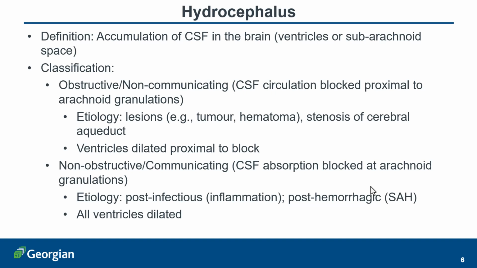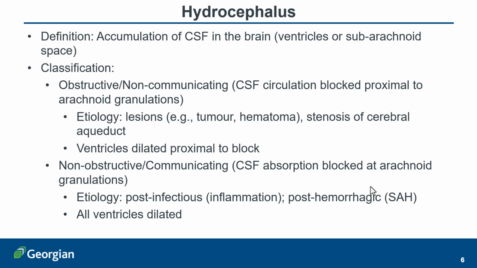The obstructive or non-communicating hydrocephalus is when CSF circulation is blocked proximal to the arachnoid granulation. In other words, the CSF cannot circulate freely through the ventricles, from the lateral ventricles to the third ventricle to the fourth ventricle and into the subarachnoid space to be drained through the arachnoid granulation.